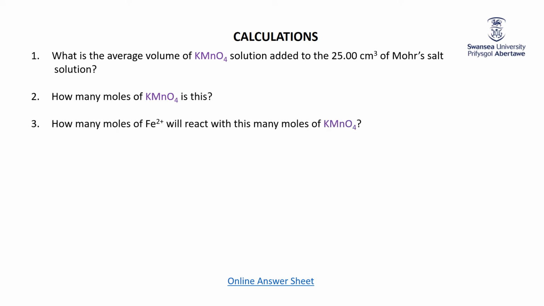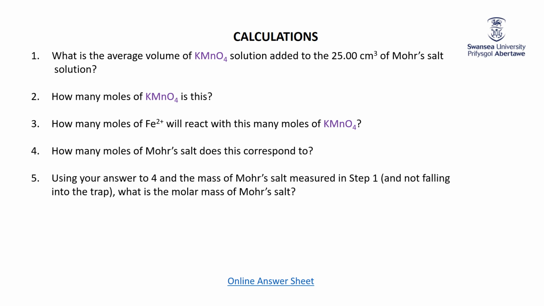You can then use the equation that is right at the start. How many moles of Fe2+ will react with this many moles of KMnO4? Now, how many moles of Mohr's salt does this correspond to? That's a very easy question because there's 1 Fe2+ in each Mohr's salt. Now, using my answer to 4 and the mass of Mohr's salt measured in that step 1, that's on the balance, and not falling into a little trap here, what's the molar mass of Mohr's salt? This will be the calculation on which you're most likely to fall down. So you got the molar mass of Mohr's salt. That includes, when you weighed it out, all the waters. So now you can calculate the value of X.